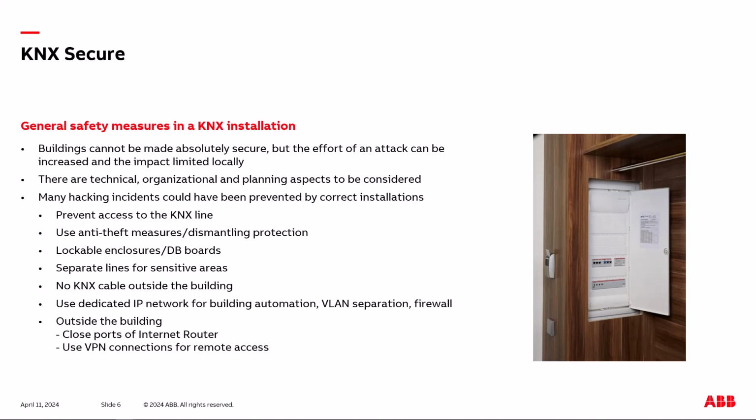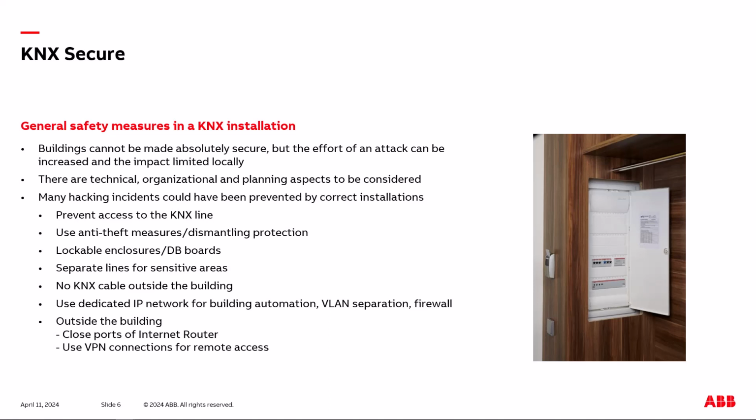And our philosophy is, for example, not really having any KNX cable outside the building, because outside you cannot monitor everything, and this could also be critical. For IP networks, I mentioned already the KNX Net IP protocol, but there are other things you can do. A separate dedicated IP network for building automation, not connected to your normal network where you also have internet access, if not needed. Virtual LAN separation is possible, firewalls, closing ports on internet routers is also an important issue, and using VPN connections. All these things are typical measures you could take if we talk about IP connection at all.